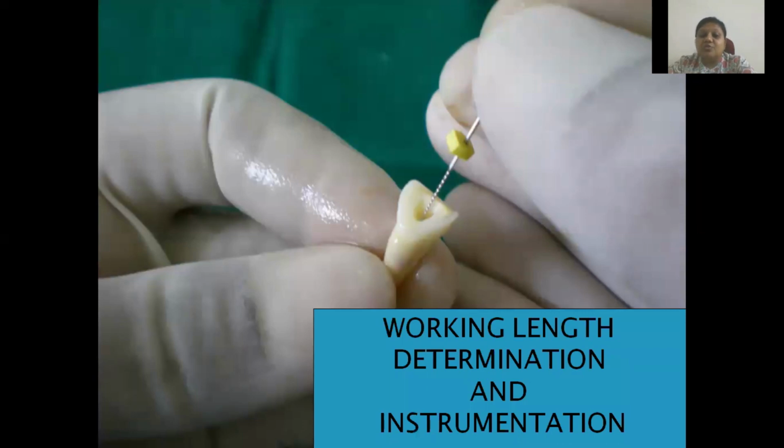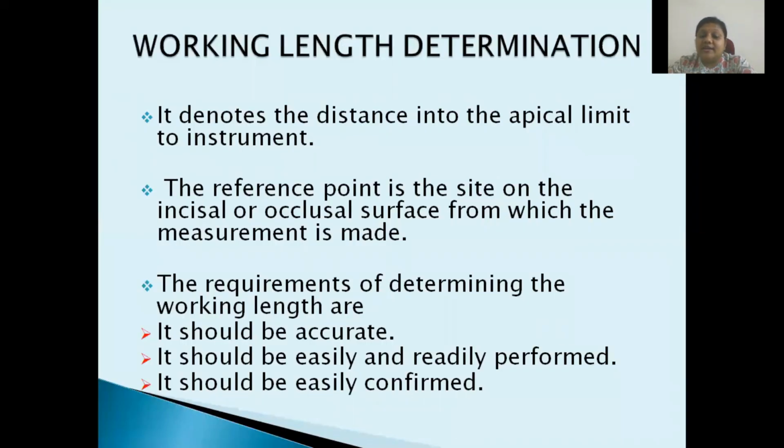Next we come on to the working length determination and instrumentation. Working length determination denotes the distance to the apical limit of the instrument. The reference point is the site on the incisal or occlusal surface from which the measurement is made. The requirements of determining the working length are: firstly, it should be accurate. Secondly, it should be easily and readily performed. And thirdly, it should be easily confirmed.